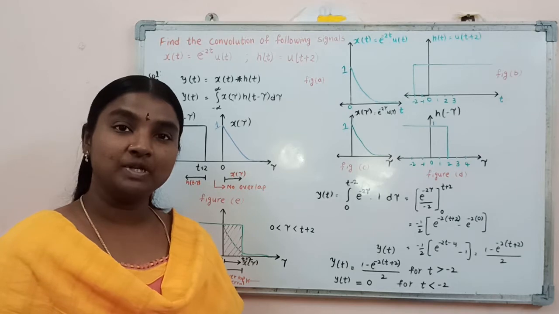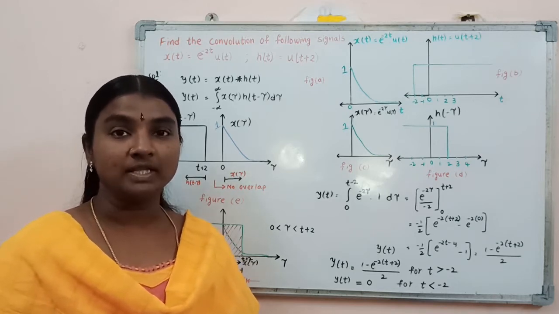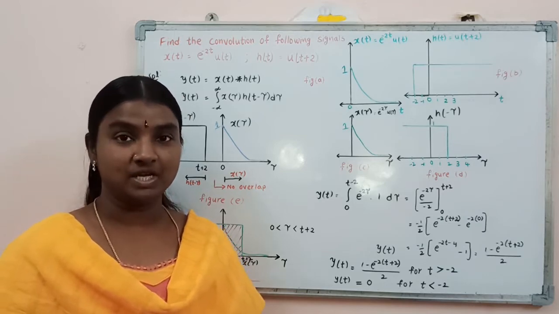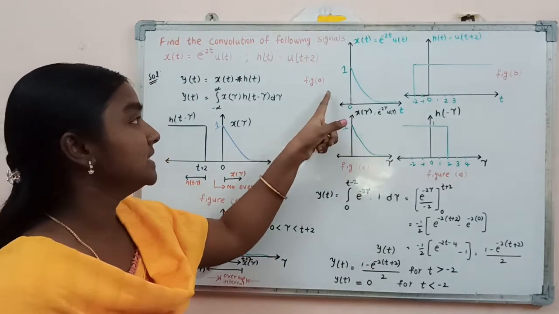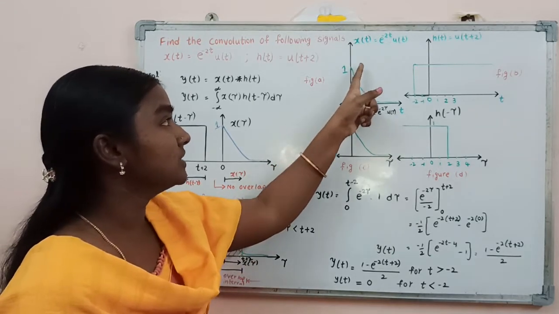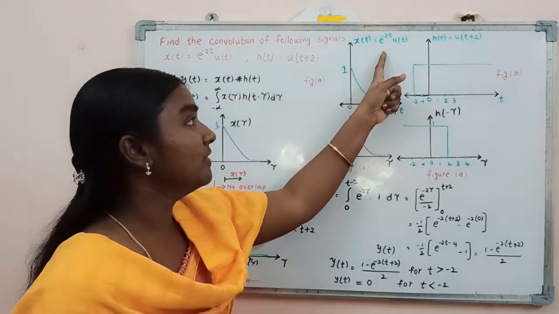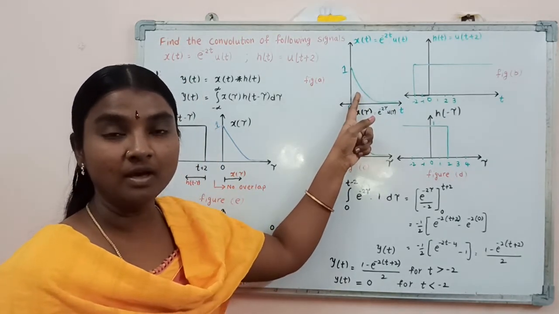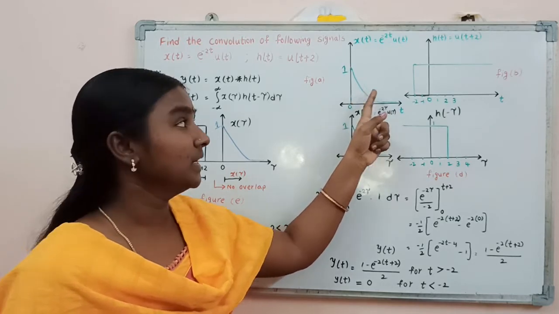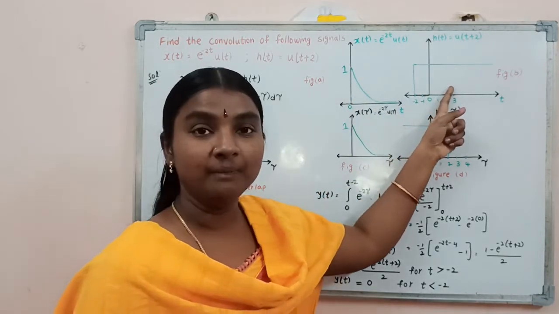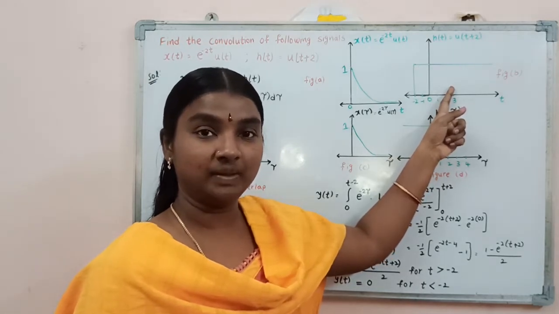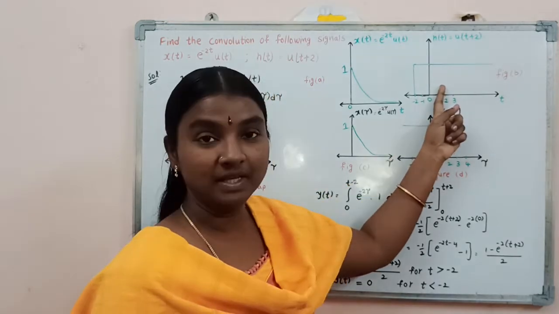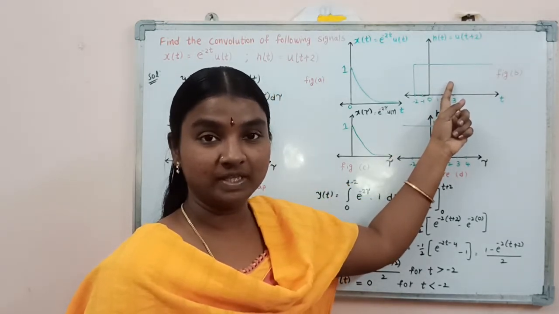In that, step 1 states that first we need to draw the given two continuous time domain signals x of t and h of t. Here, figure A shows the given signal x of t, e power minus 2t into u of t. In this manner, we may draw the given signal x of t. And figure B shows the given signal h of t, which is equal to u of t plus 2. In this manner, we may draw the given h of t signal.